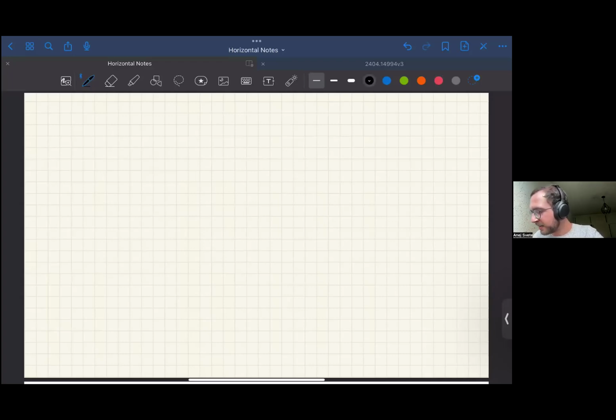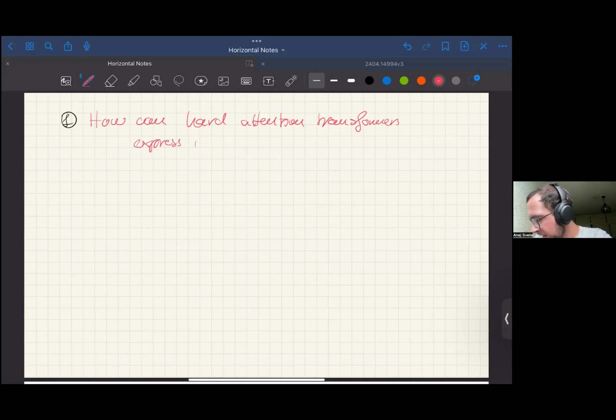Okay, let's start with hard attention transformers, the argmax case. So I wrote that transformers can represent n-gram language models, and I'm now going to ask the question: how can hard attention transformers express n-gram LMs? To have this lower bound, that transformers can represent n-gram language models, it would be enough to sketch one construction and say, yeah, this works.